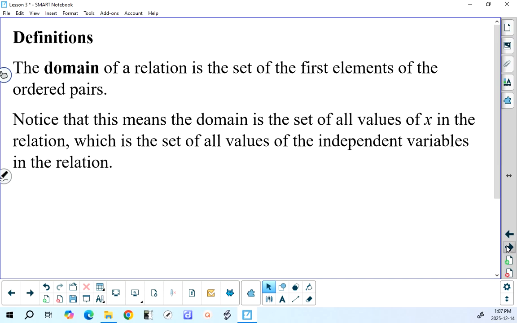First of all, we define domain as being the set of all of the first elements of the ordered pairs in a relation. Don't forget that every point on a graph of a relation can be described using two numbers. We call that pair of numbers an ordered pair. And the first number in that pair is always the x-coordinate. In other words, when I say the domain of a relation is the set of the first elements of the ordered pairs, I'm saying the domain is the set of all of the values of x in the relation. Since the x variable is always the independent variable, we could say that the domain is the set of all of the values of the independent variable.